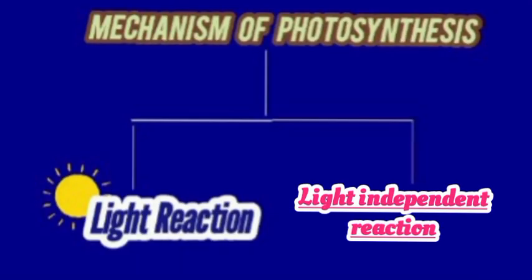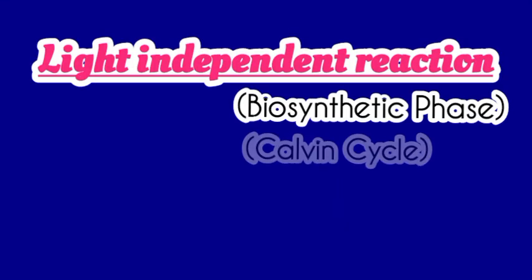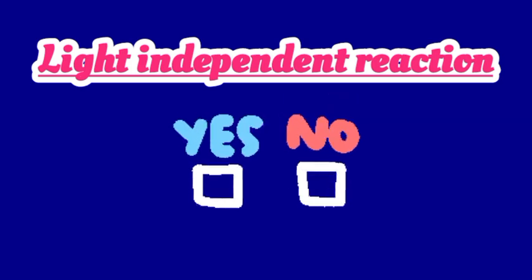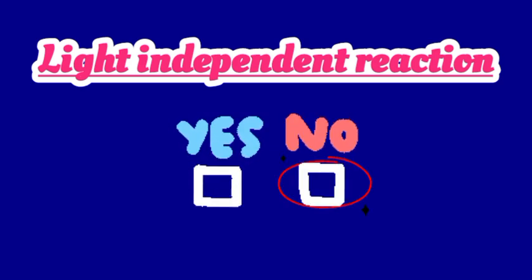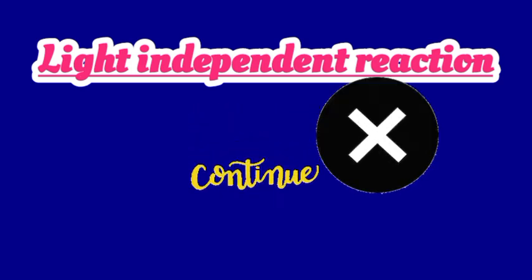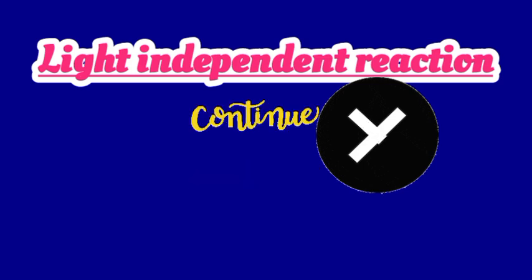Let's come to the second stage in photosynthesis, that is called light independent reaction or biosynthetic phase. This is also known as the Calvin cycle because Melvin Calvin observed it for the first time. As I said already, this is the phase which does not require light energy because it will utilize the energy produced at the end of light reaction, which is in the form of ATP, to continue the process. So it doesn't require light energy. So it can continue even in the absence of light. That's why it is known as dark reaction.